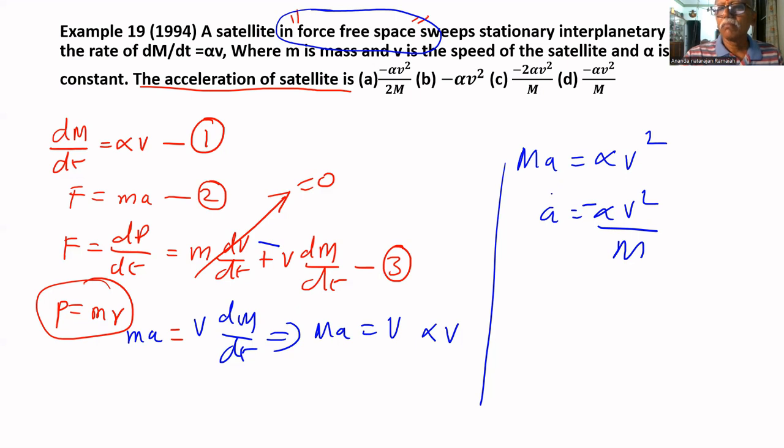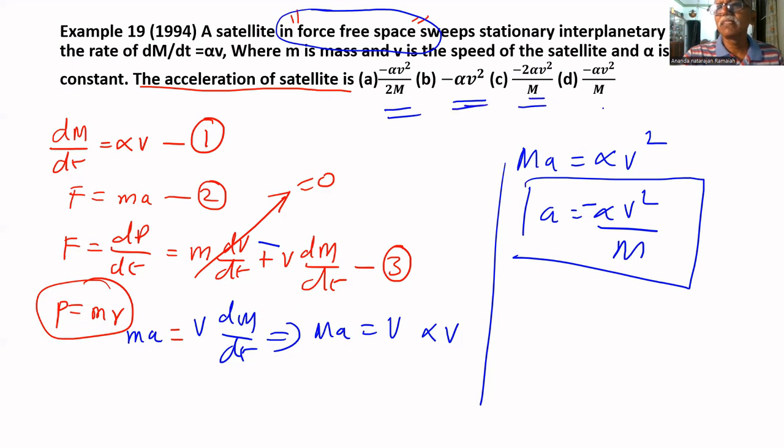That's why there is a minus sign. A equal to minus alpha. All have minus signs, so don't worry. If you didn't understand this, only if they give 1 plus and 1 minus do you have to worry. But the acceleration is minus alpha v square divided by m. It is deceleration, that's why minus alpha v square divided by m.